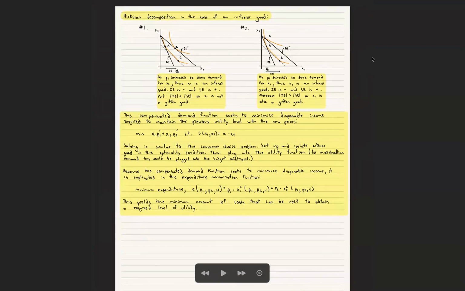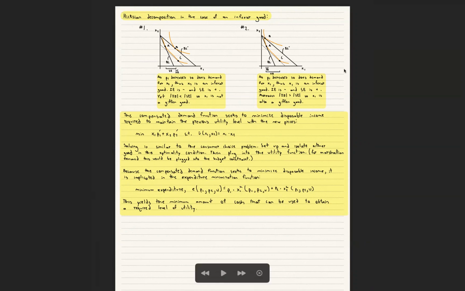In the case of an inferior good, which is exactly what I was just talking about, we will look at it completely different. So for the Hicksian decomposition, as the price of good one decreases, so does demand for good two. Therefore good two itself is an inferior good, your income effect is negative, and your substitution effect is positive. But at the same time, the absolute value of your income effect is going to be less than the absolute value of your substitution effect. So good one itself is not a Giffen good.